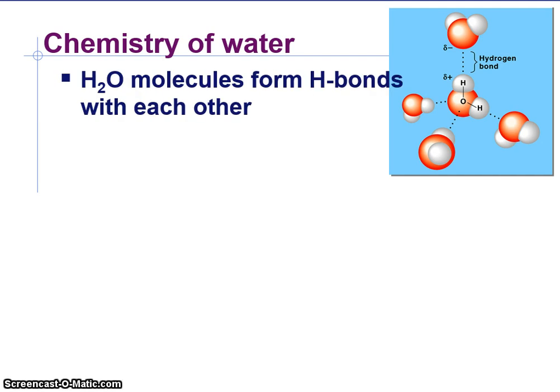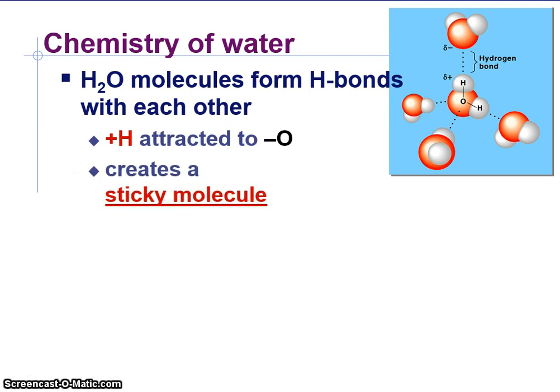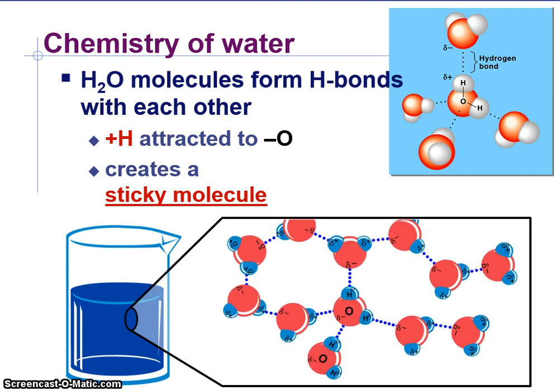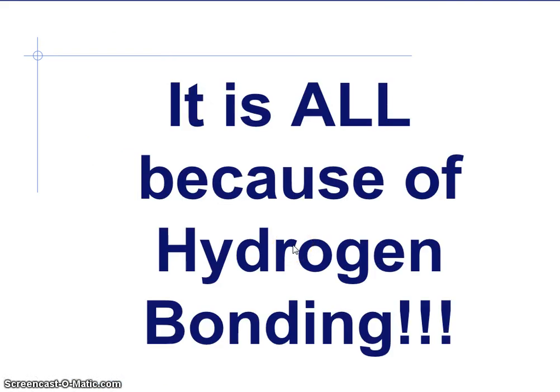Hydrogen bonds, these attractions between the partially negative oxygen and the partially positive hydrogen of another water molecule, give water the majority of its properties. So those slightly positive hydrogens are attracted to the slightly negative oxygens. It makes them kind of sticky. They're going to be attracted to each other, and they're going to arrange themselves so that their partially negative end is always closer to their partially positive end. When in doubt, it's all about the hydrogen bonding.